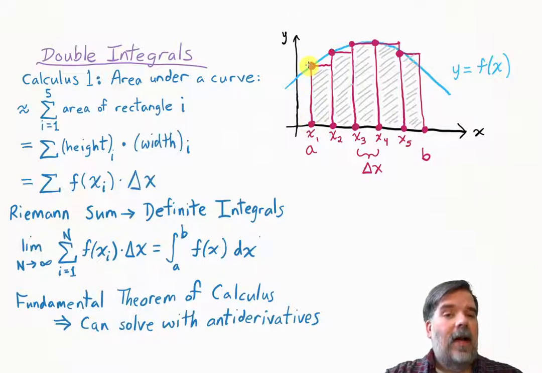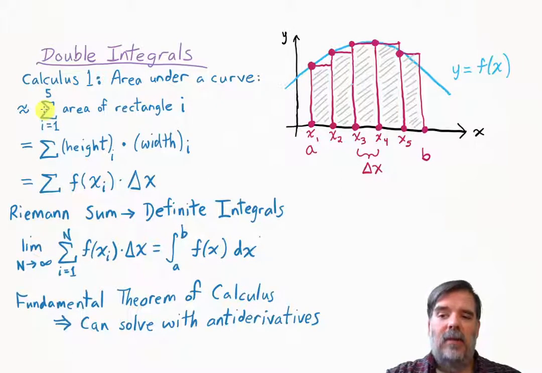To calculate the height of each rectangle, I take these equally spaced points along the x-axis and plug them into the function f of x to get the height of each rectangle. So the height is f of x sub i, where in this case i ranges from 1 to 5.